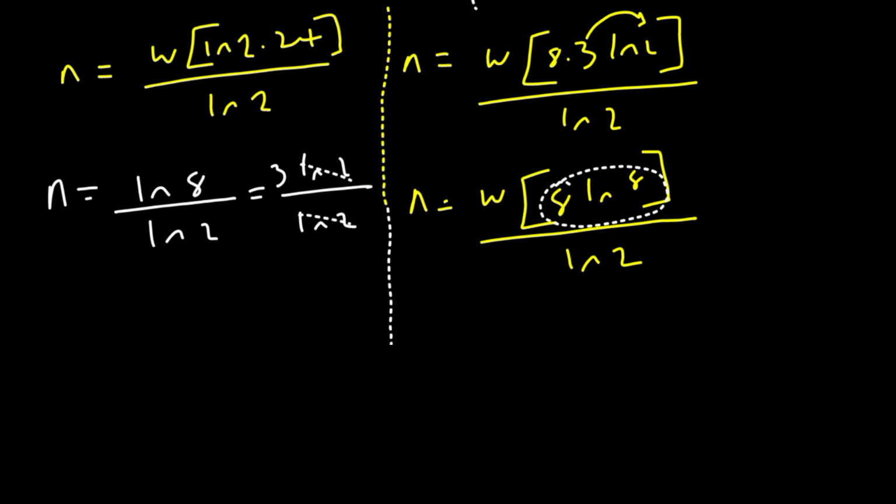So here, ln 2 cancels ln 2. And then finally, n equals 3. Final answer.